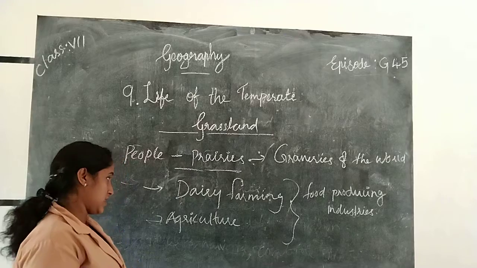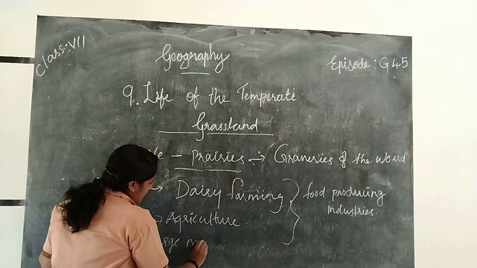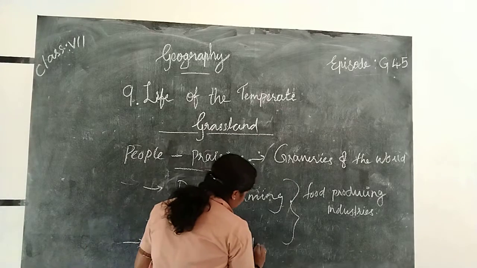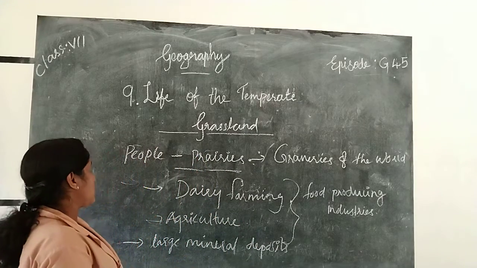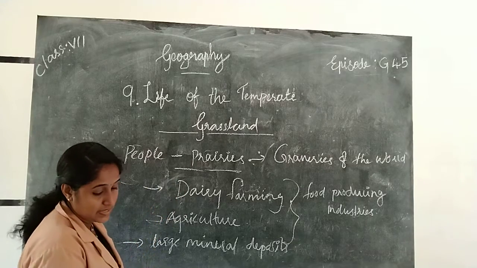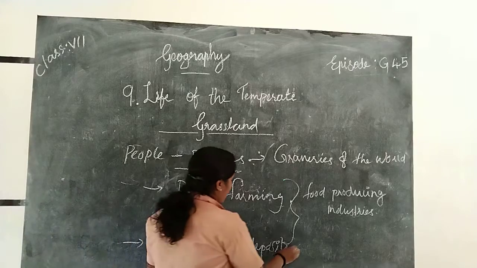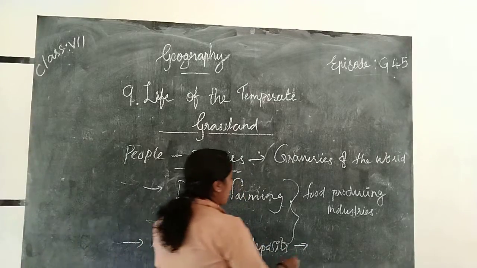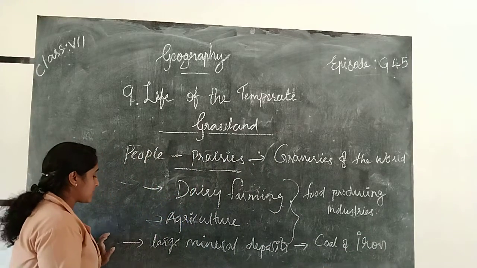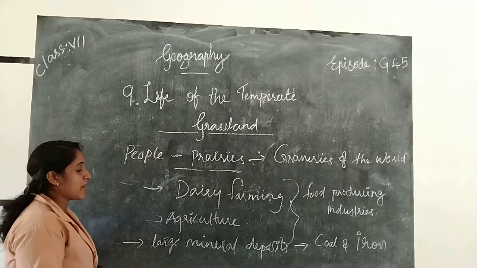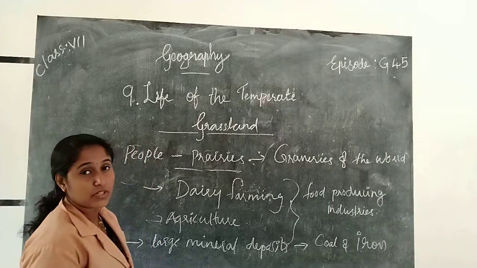And large mineral deposits. The next feature of this region is large mineral deposits. This was one of the most important things in the prairies region. For example, coal and iron were the most important minerals they get. Coal and iron are mostly obtained from their land. So the large mineral deposits in the region also help for the development of this particular region.